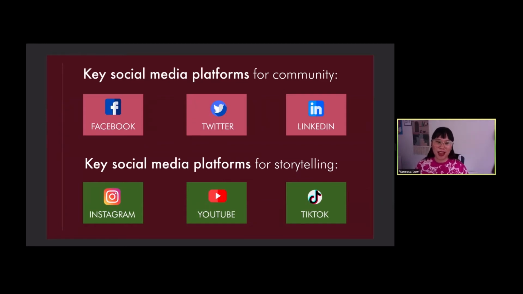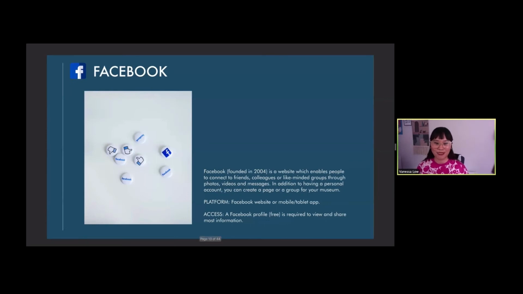I'm going to talk about the first section, so Facebook, Twitter, and LinkedIn. And these are really good for community engagement, community management, getting information out there. So let's start with Facebook. Facebook was founded in 2004, and it's a website that enables people to connect with friends, colleagues, or like-minded groups through photos, videos, and messages.